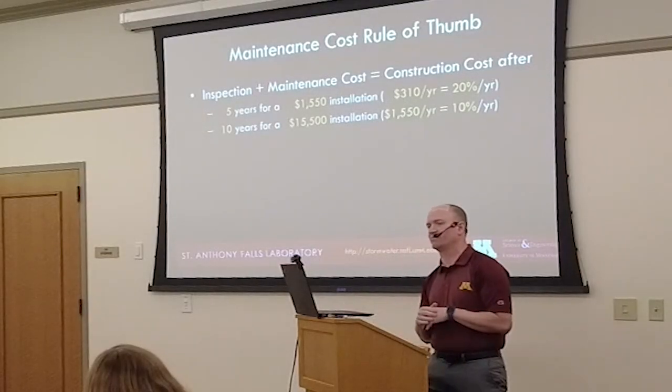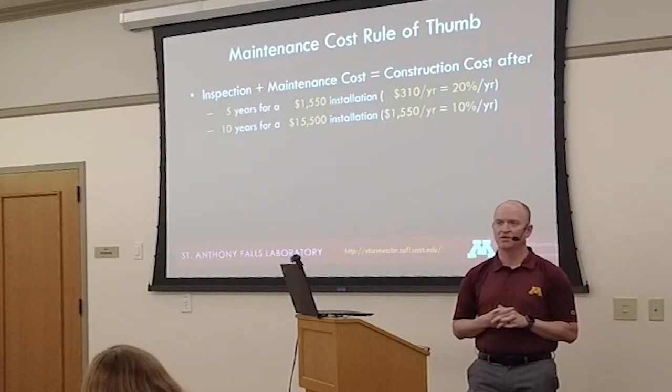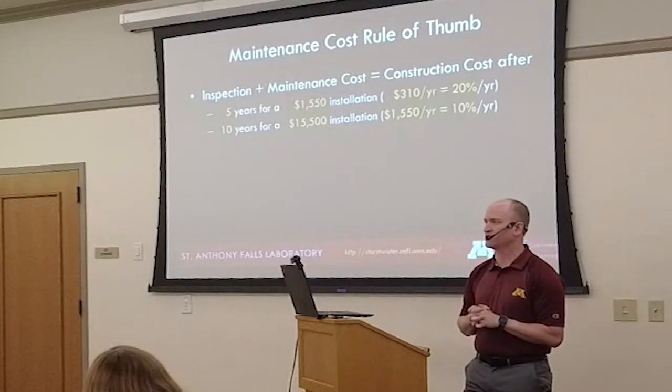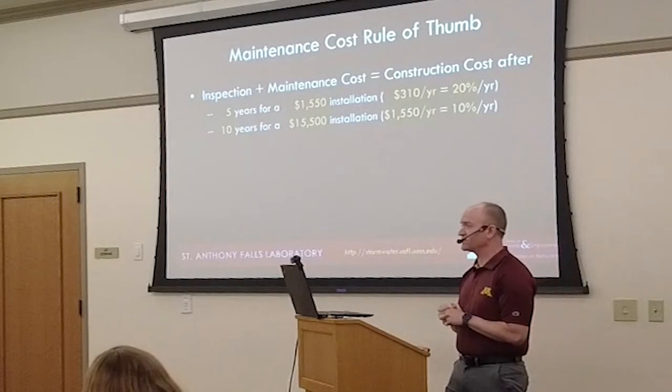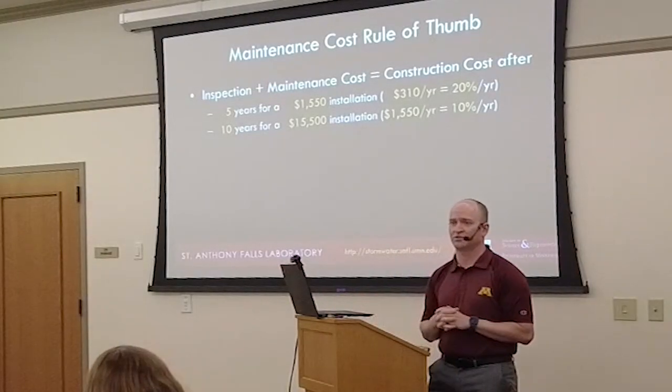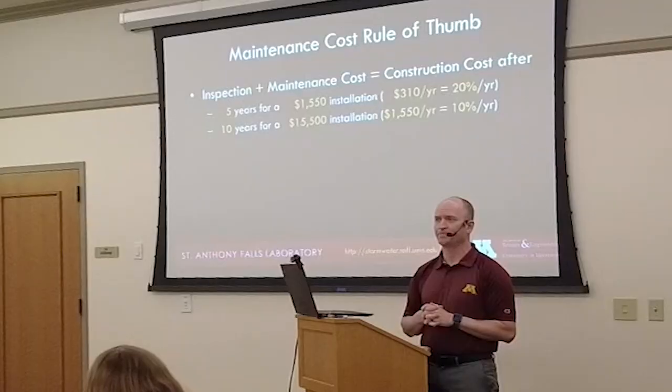If you go up to a practice that's about $15,000 to build, you're going to spend about $15,000 in inspection and maintenance over 10 years. After 10 years, your total inspection and maintenance cost is actually going to be more than your original capital cost. Okay?